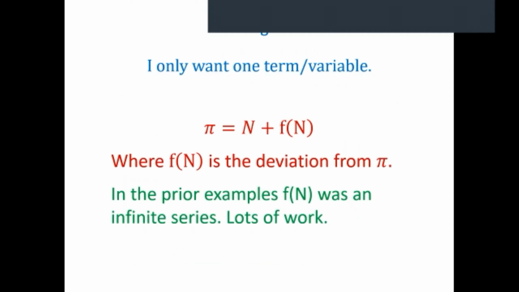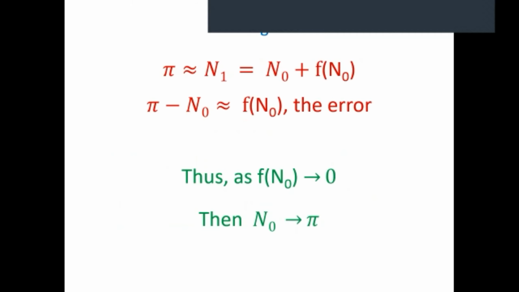So I want an expression where pi equals some number plus some error factor. So the function of n is the error factor. And by rearranging, we see that if we take pi and subtract our current value, the error is the function of n. So as the function of n goes to 0, the n0 value will approach pi. So how do we make the function of the current factor 0?